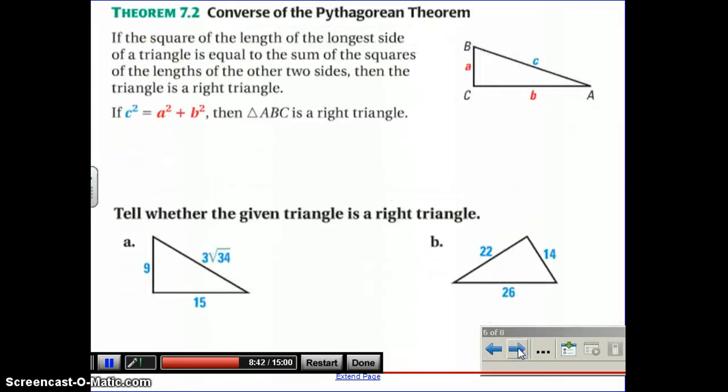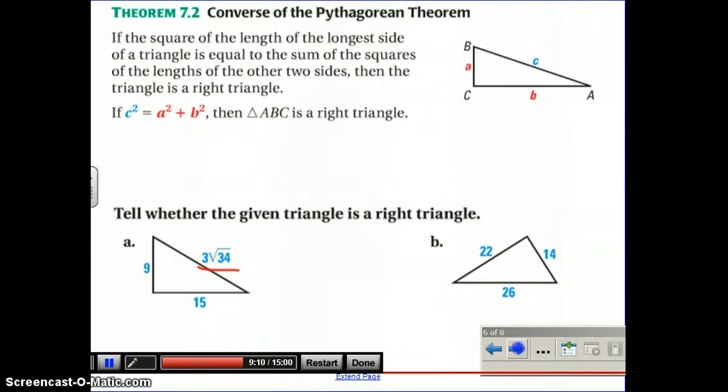Okay, let's go to the next slide. The converse of the Pythagorean theorem says, if the square of the length of the longest side is equal to the sum of the squares of the other two, then it's a right triangle. It's just basically the backwards of the Pythagorean theorem. So if indeed c squared does equal a squared plus b squared, or a squared plus b squared does equal c squared, then you know that you have a right triangle. So let's look at this first example here together. Now remember, c always has to be your longest side.